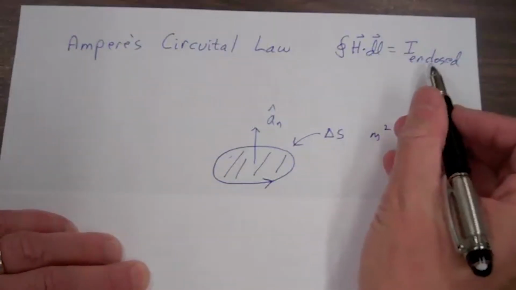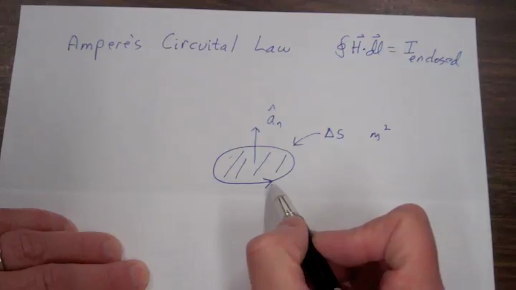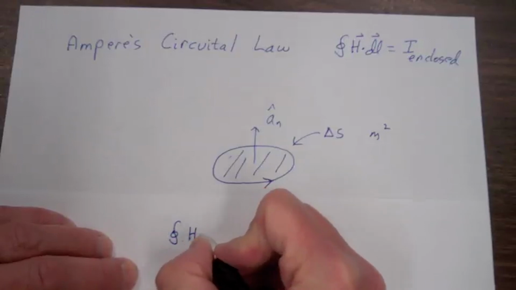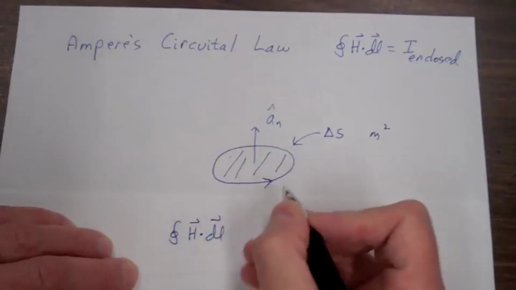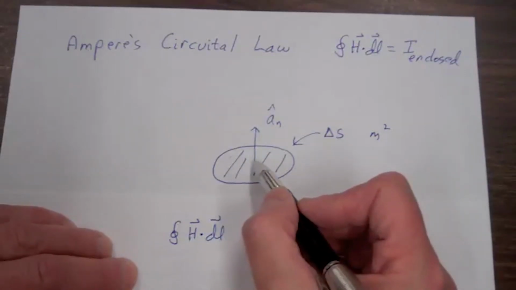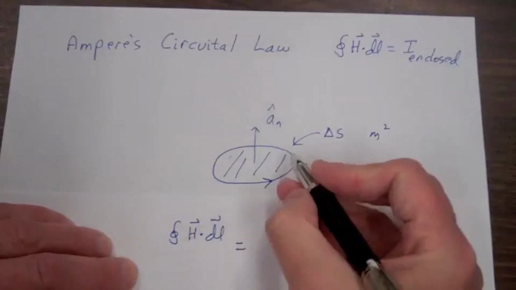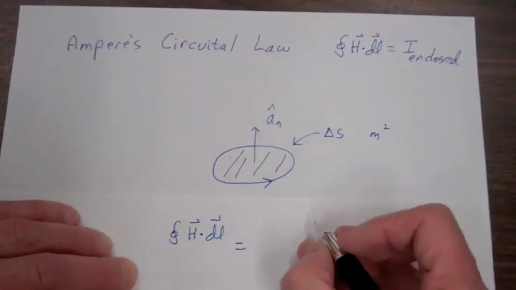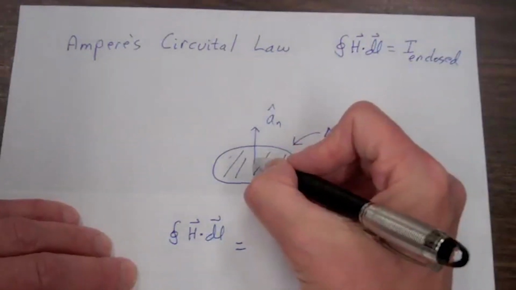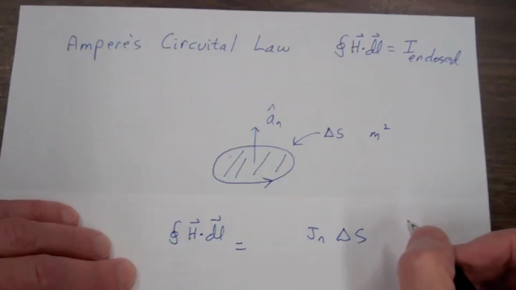So let's apply Ampere's circuital law to this path. Our path of integration is indicated by this arrow here, so we'll integrate H dot dl in that direction. If you put the fingers of your right hand in the direction of the integration, your thumb points in the direction of the current enclosed. So the current enclosed by this path will be equal to the current density in the direction of this unit vector A sub n times the surface area of the path.